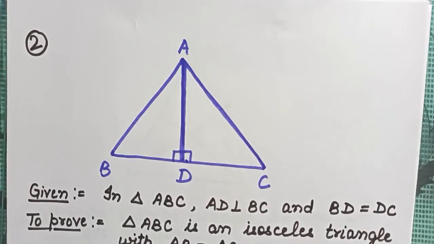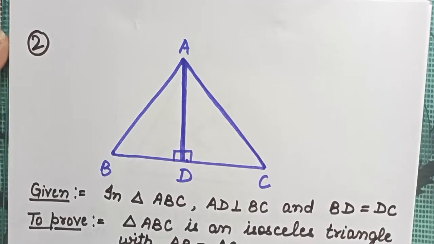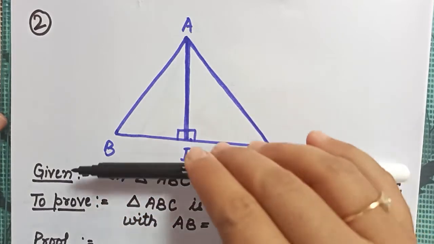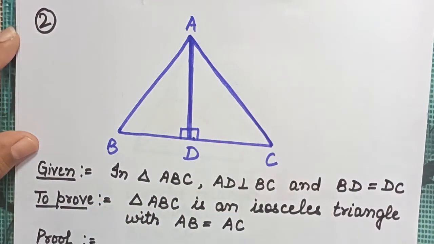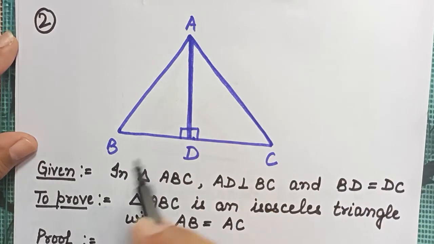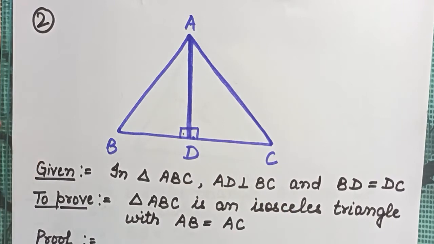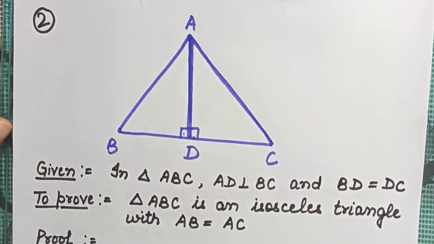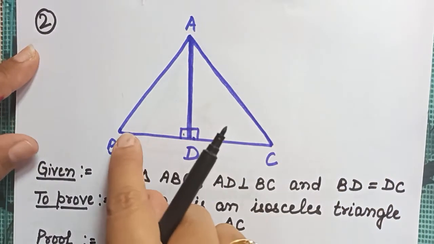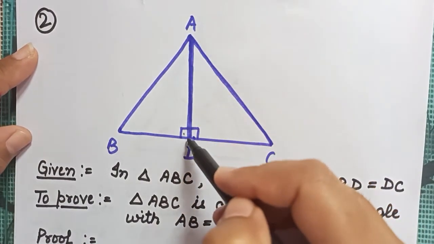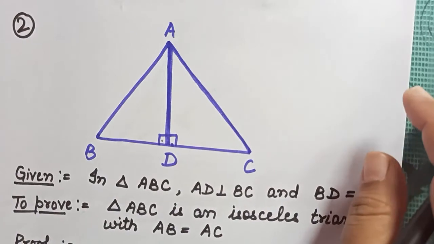Now in the second question we are given a triangle ABC. This line AD is perpendicular to BC. Perpendicular means it is making an angle of 90 degrees with BC. So these two angles are each 90 degrees, and we are given that AD is also bisecting BC. We are given that AD is the perpendicular bisector of BC.